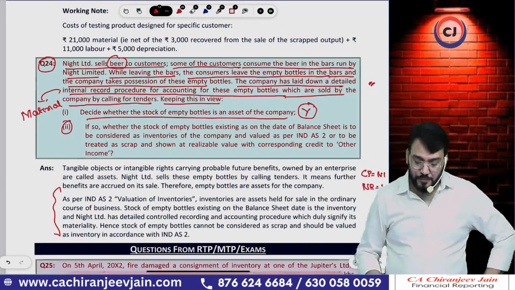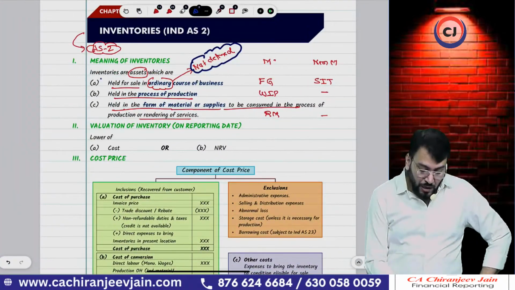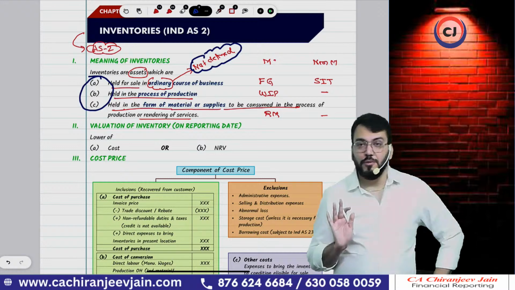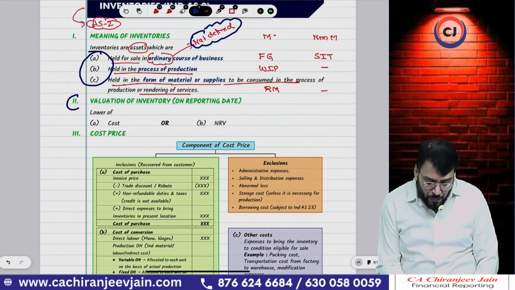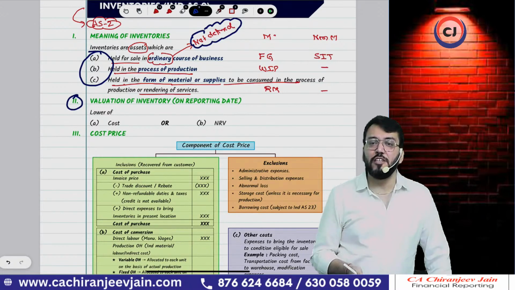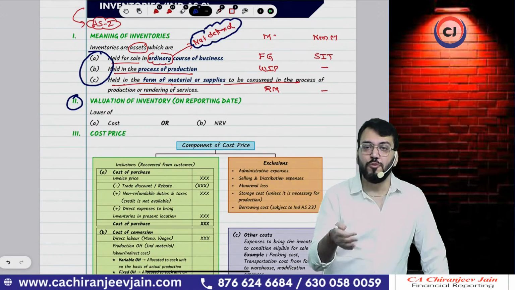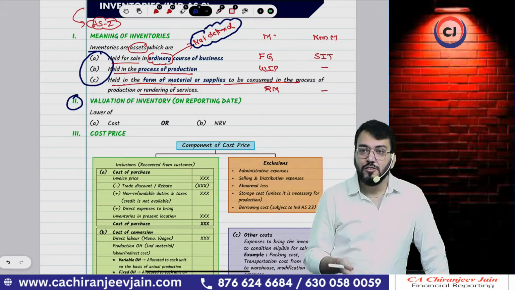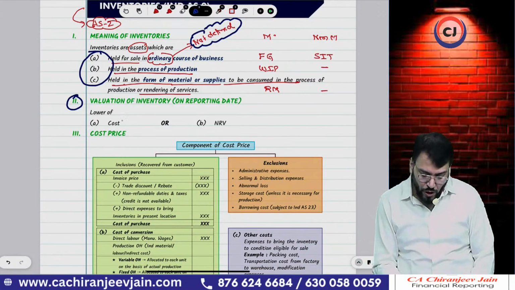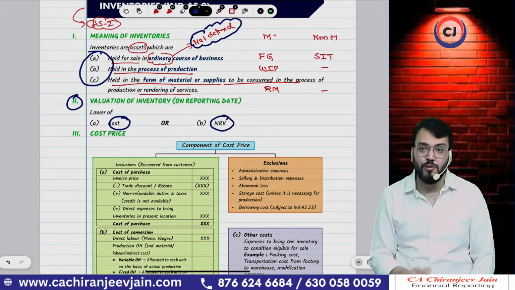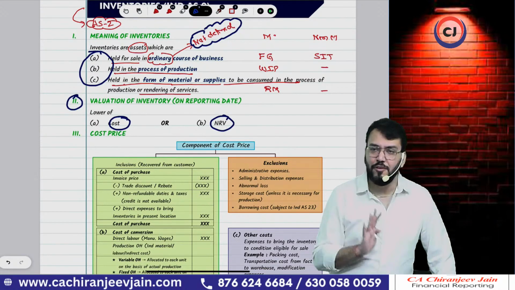Okay. Now the definition is completed from my point of view. Now what is the objective of this chapter? The objective of this chapter is to value inventory on each reporting date. So valuation will be done at cost price or NRV, whichever is lower. Everyone knows cost price or NRV, whichever is lower. NRV means net realizable value.